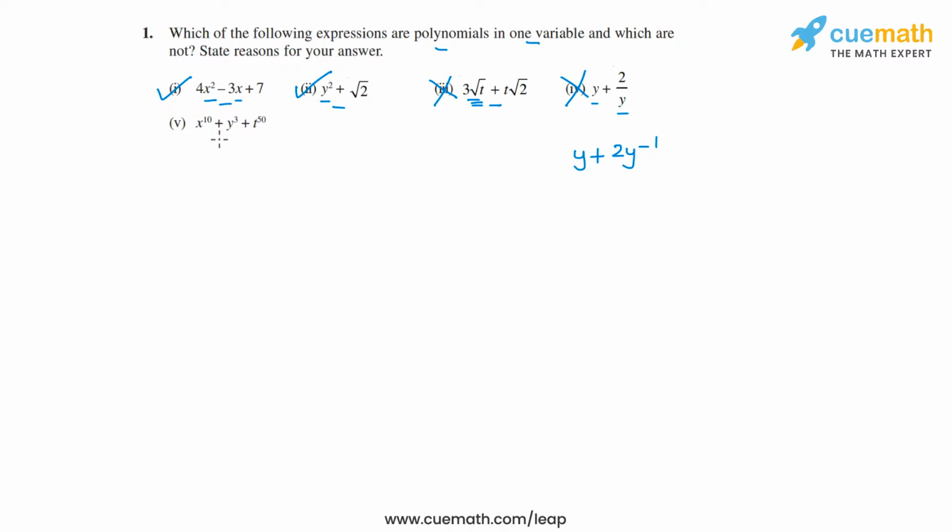In option 5, you have three variables x, y and t, and the power of each of these is an integer, but there are three different variables. So while it is a polynomial, it is not a polynomial in one variable. So option 5 is not correct. So of the 5 given options, only the first two options are polynomials in one variable.